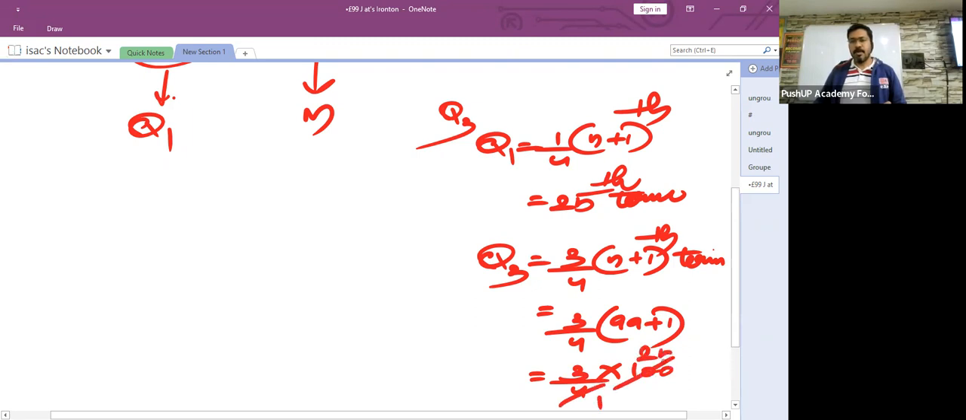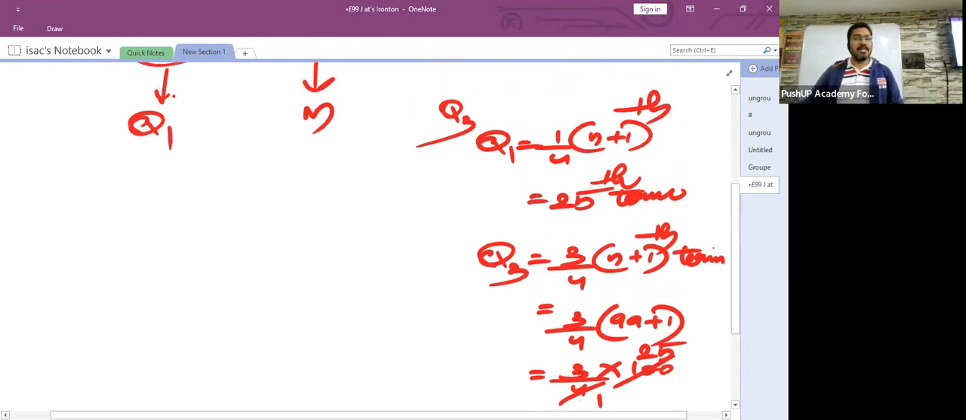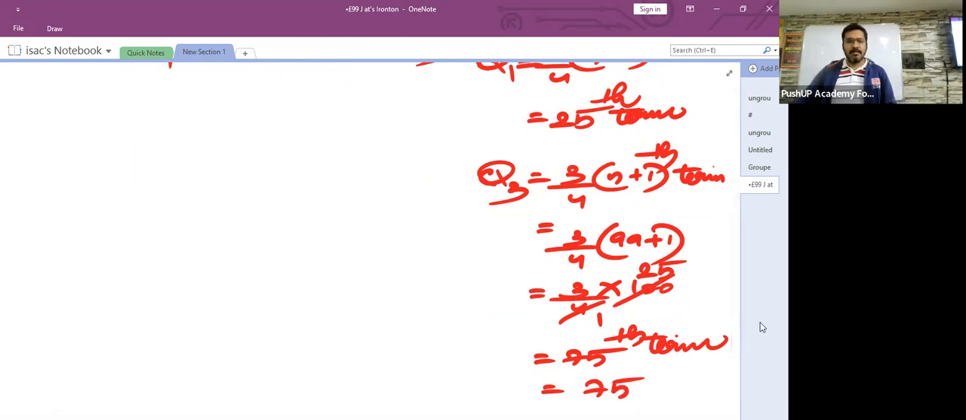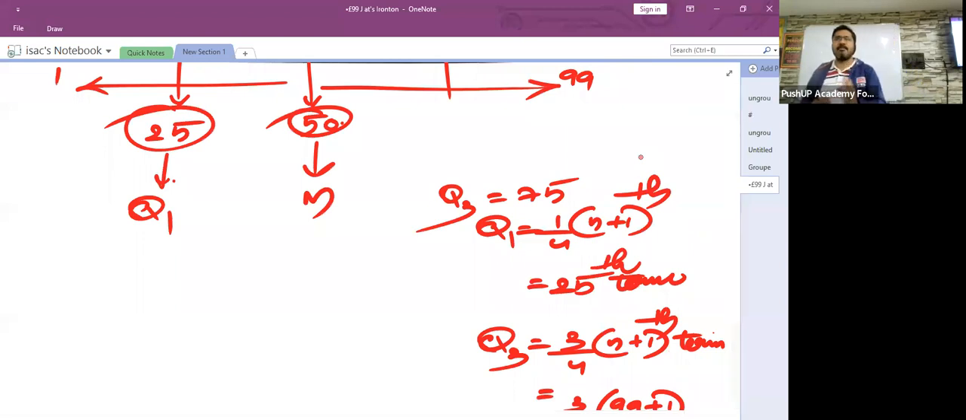3 into 25 is 75. So Q3 is the 75th term, isn't it? I forgot to write here. The 75th term, and the 75th term happens to be 75 itself. And that is how you get Q3 is equal to 75. Okay. So lower quartile, upper quartile, and the mid value.